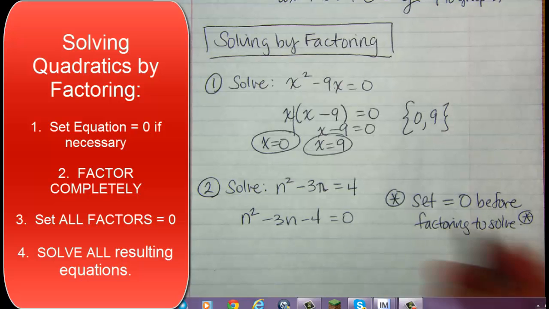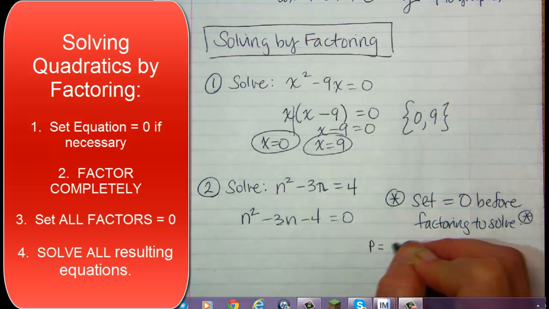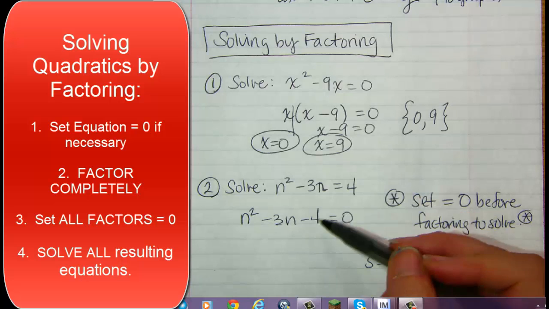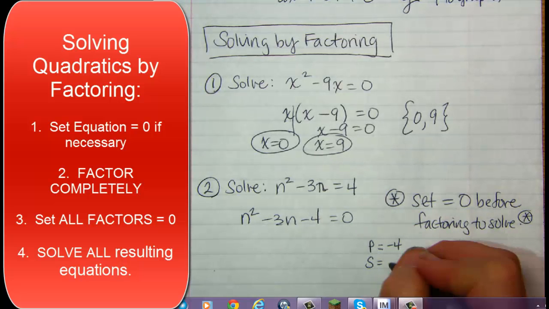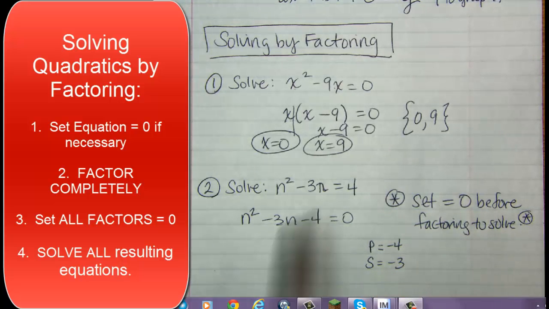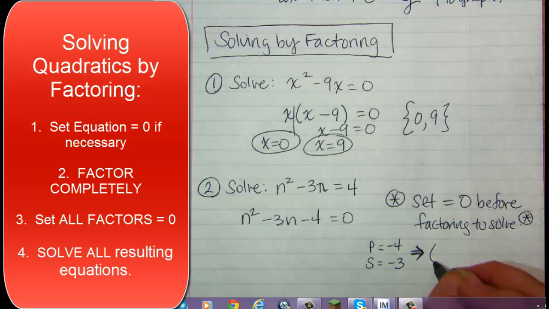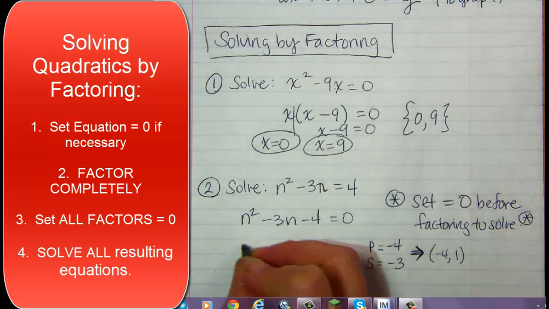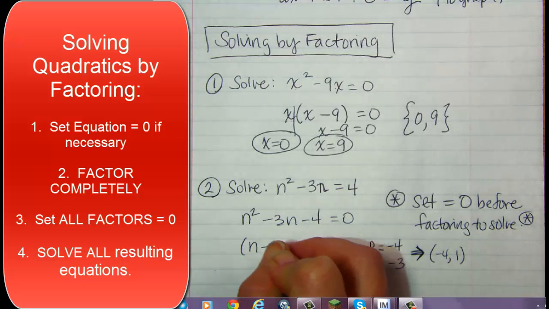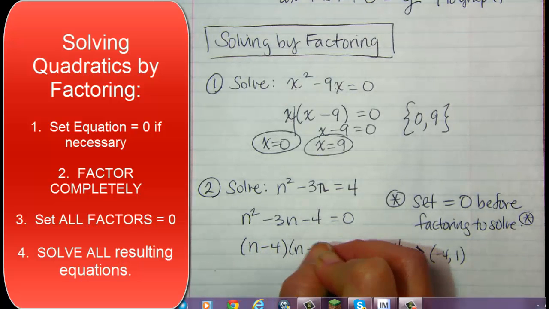This is product-sum factoring. Go back to your cumulative notes to review that. Here I need a product of negative 4 and a sum of negative 3. Because a is 1, I don't need to split the middle. If I can just find my numbers that multiply to negative 4 and add to negative 3, they're negative 4 and positive 1. So my factors are n minus 4 and n plus 1.